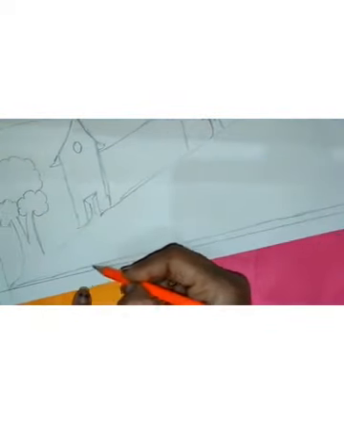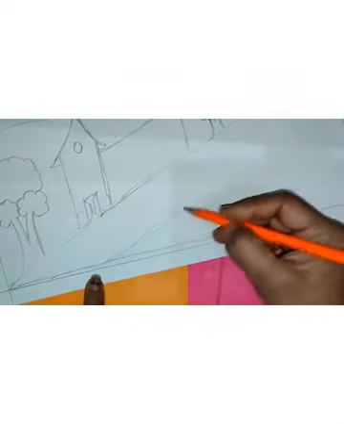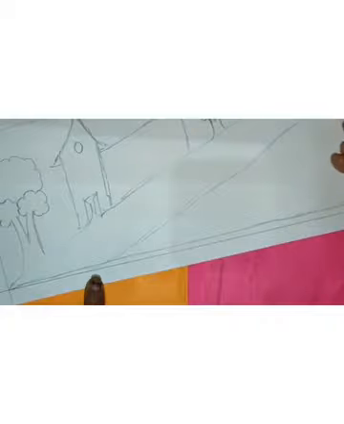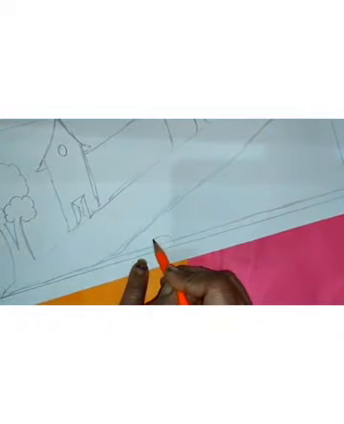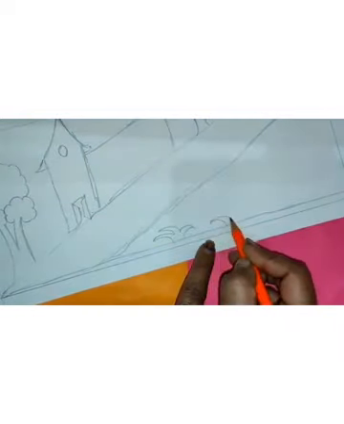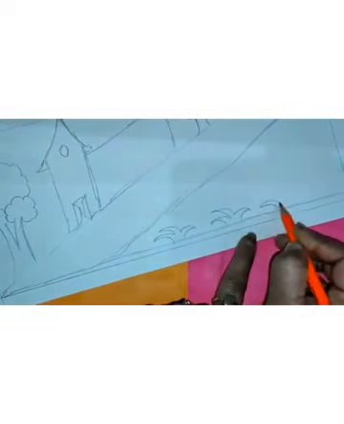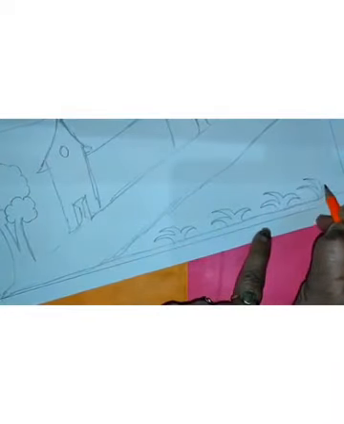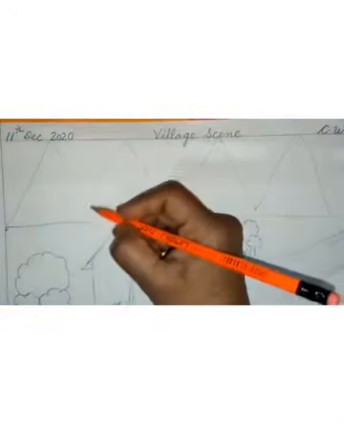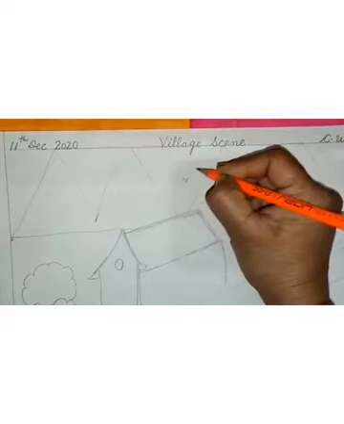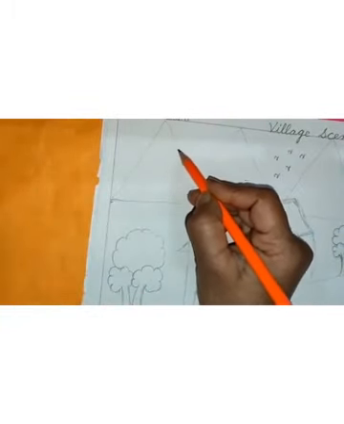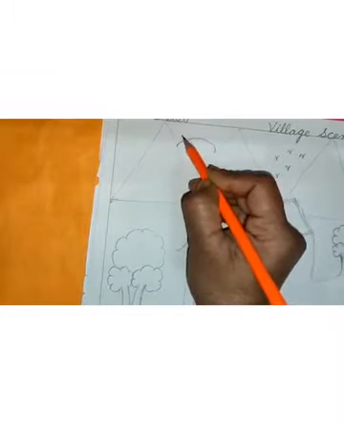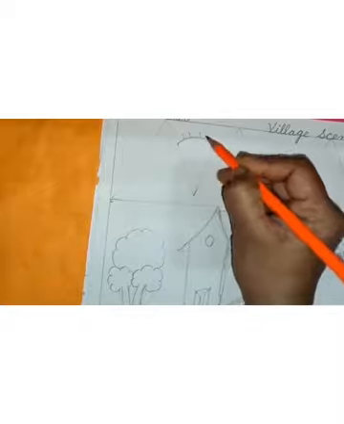One more tree is here, and in the down part one road is there. Okay, and here is the grass area. Now these are hills, and you can draw sparrows here. Okay, and what is this? Sun.